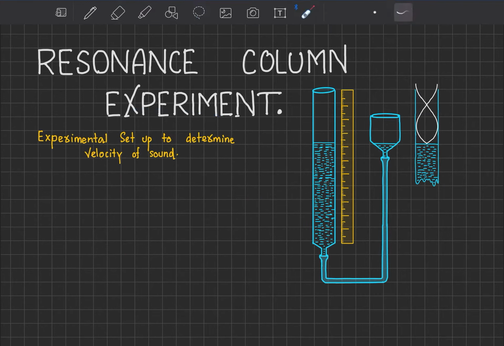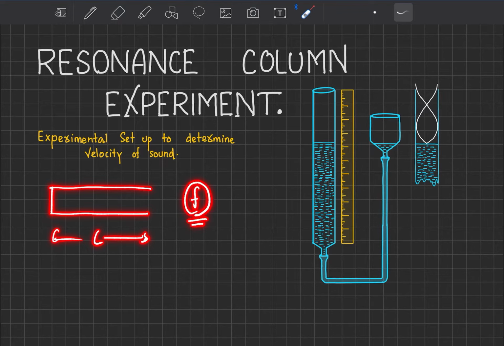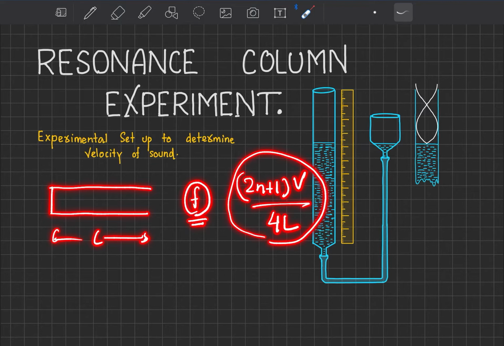In a closed end organ pipe, the organ pipe looks something like this, and let's say the length is L. This organ pipe creates standing waves not for all frequencies of vibration, but only for certain specific frequencies, which are given by this formula: 2n plus 1 into V by 4L. This is the formula we use to find which frequencies will create a standing wave.